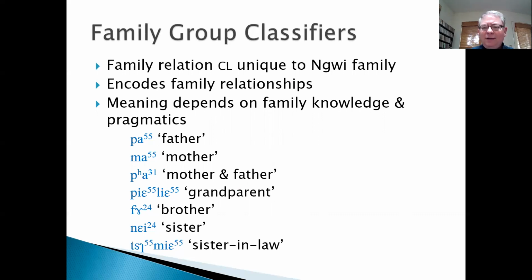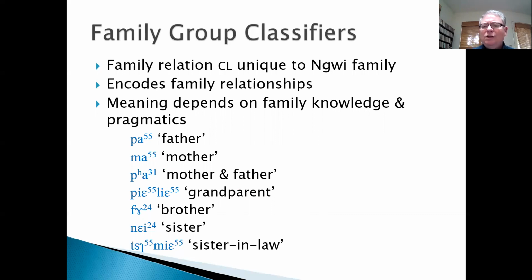So here we have the complete list that still exists today. So ba, ma, pa, bie, lie, fe, nei, zum, ye. So ba, for example, the first one encodes father and another generation of relationship. So these get a little bit complicated in the way they're used and understood, because you have to know a lot about the family of the person using them and use that context to understand what's meant.